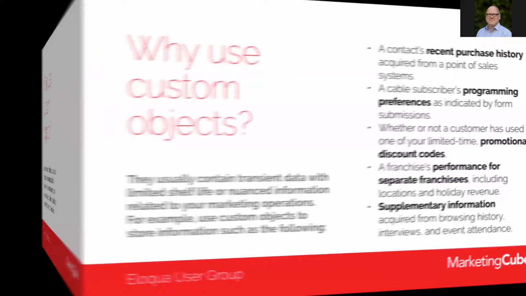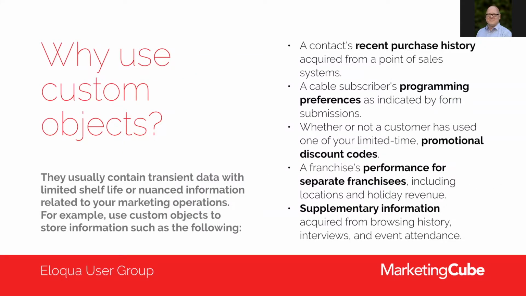Things like recent purchase history, if you've got information coming in from point of sale systems, for example. Some of these examples are fun, like a cable subscriber's programming preferences. I think Netflix are all over me. They must have some serious custom data objects keeping track of what I watch. You could also look at whether a customer has used a one-off limited time promotional discount code.